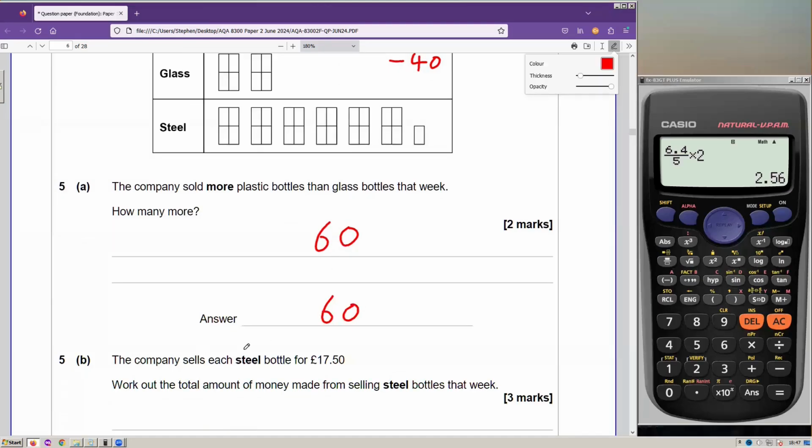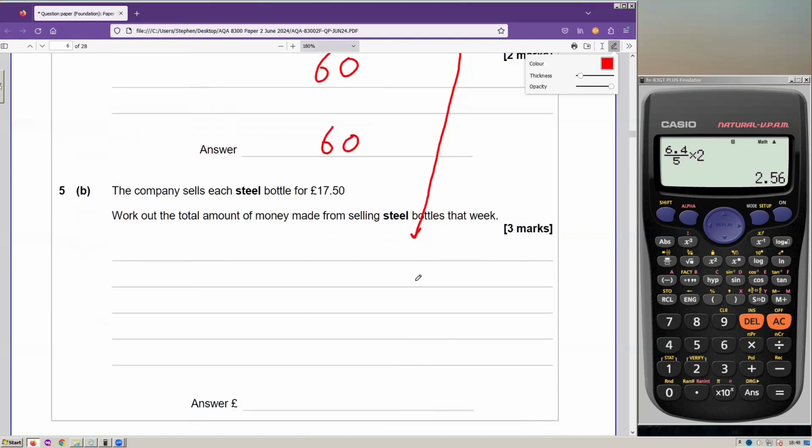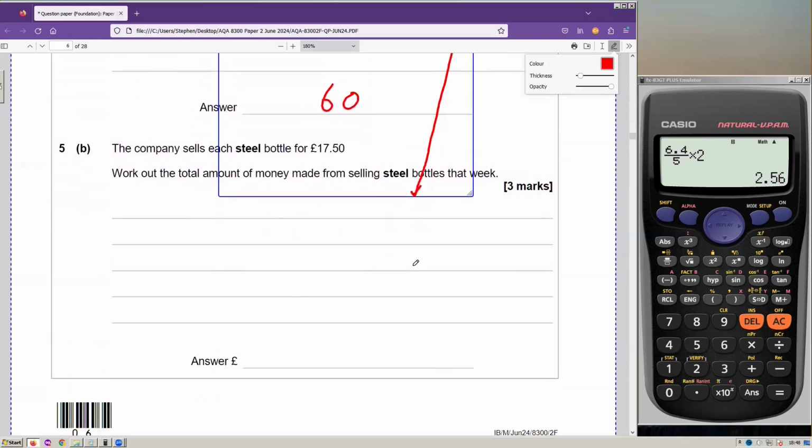The company sells each still bottle for £17.50. Work out the total amount of money made from selling still bottles that week. Well, taken would be better than made, but there we go. Let's not complicate it. 20, 40, 60, 80, 100, 120, 125. So I'm going to put 125 up there. They can see it. I'll move this line down here. Nothing wrong with putting lines on. In the exam, it will help the examiner. So it's 125.